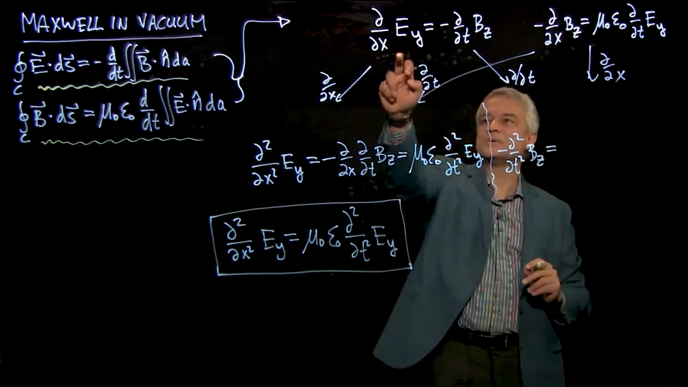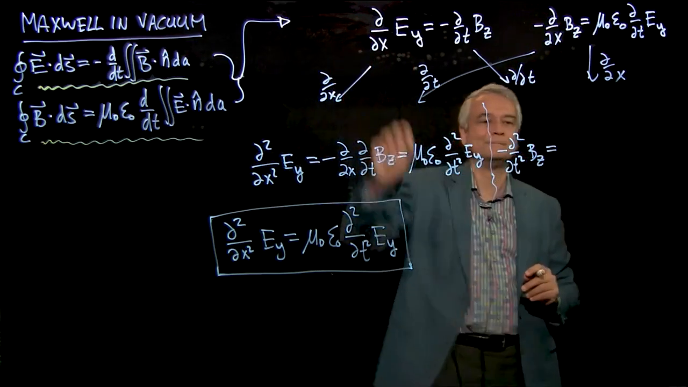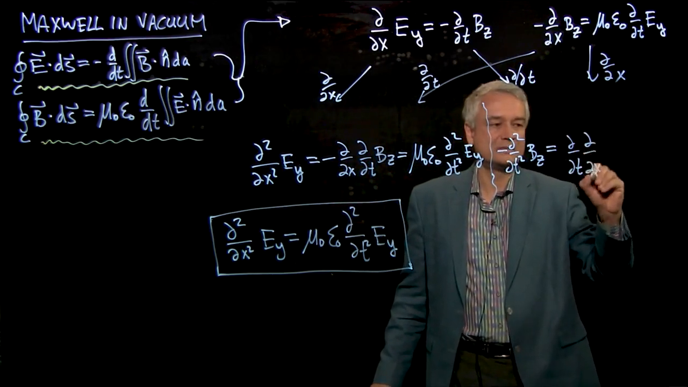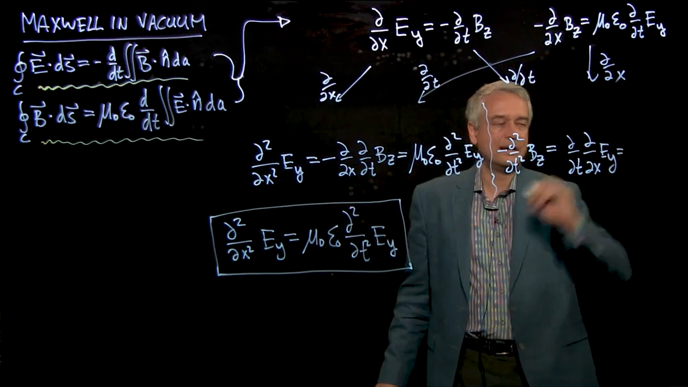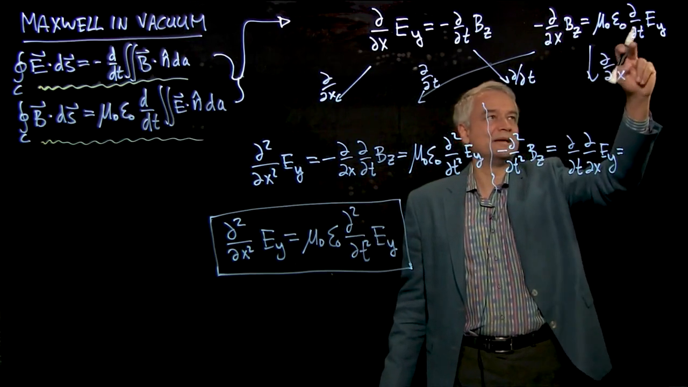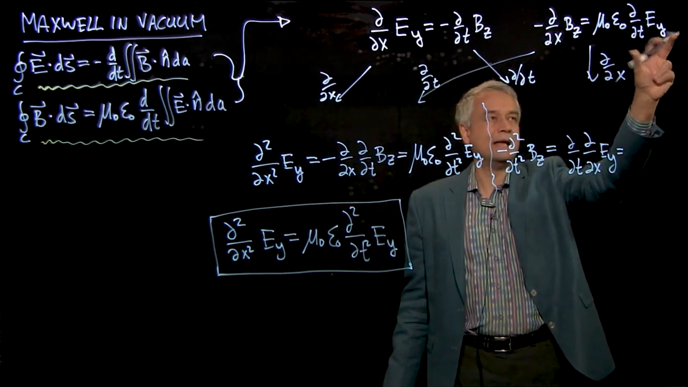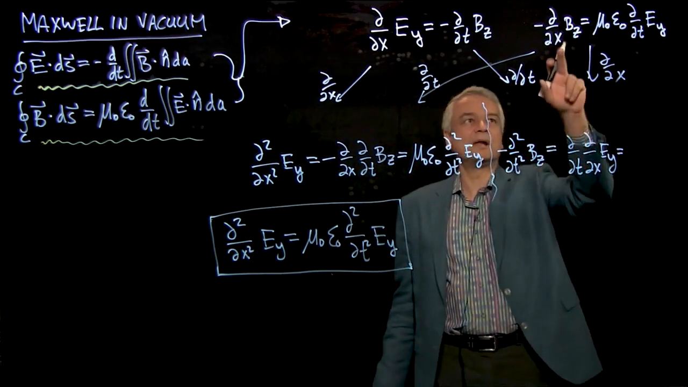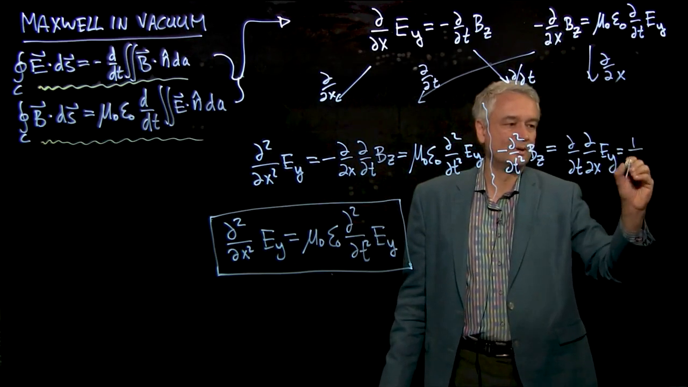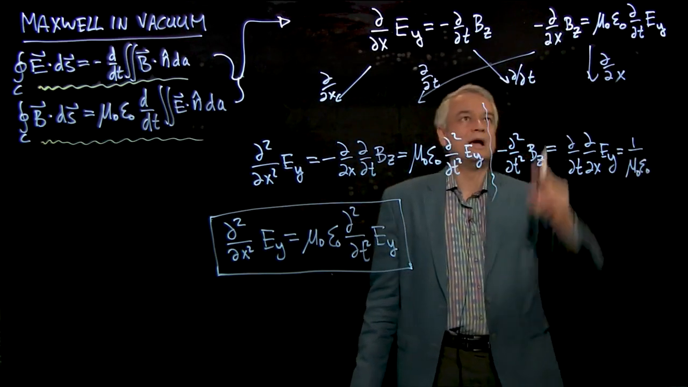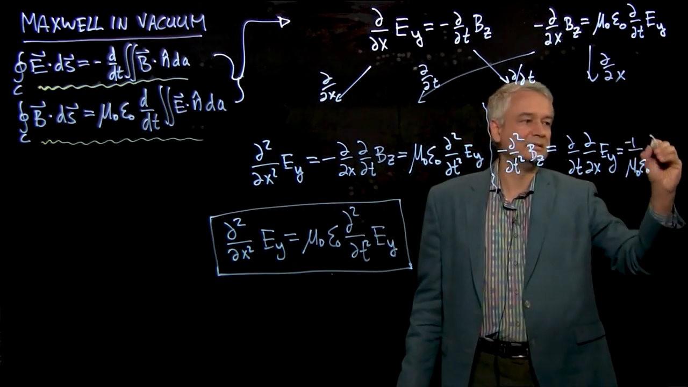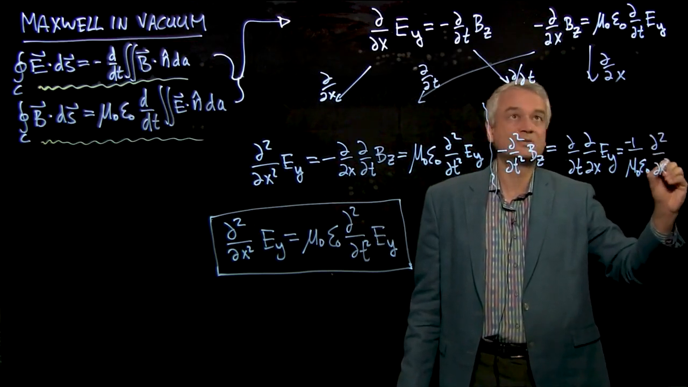And I'm d by dt'ing it, so here I have d by dt of d by dx of Ey. Well, here I have d by dx, so I'm going to have d by dx of d by dt of Ey. And that is going to be equal to what I get by d by dx'ing this side, but I have to bring the mu naught epsilon naught over. So I'm going to have 1 over mu naught epsilon naught, and then I have this minus sign. So in fact, there's a minus 1 here. And then what I have is d squared by dx squared of Bz.